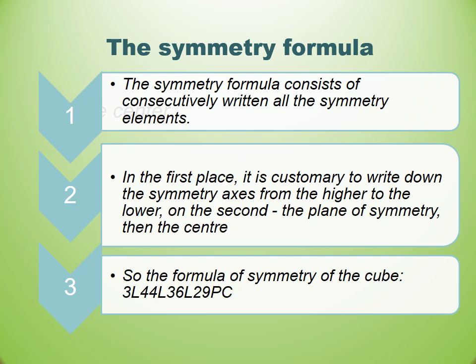What is the symmetry formula? The formula of symmetry is all the elements of symmetry recorded in succession. In the first place, there are usually written the symmetry axes from highest to lowest. In the second place, the planes of symmetry, then the center of symmetry. So the symmetry formula itself does not carry any information.